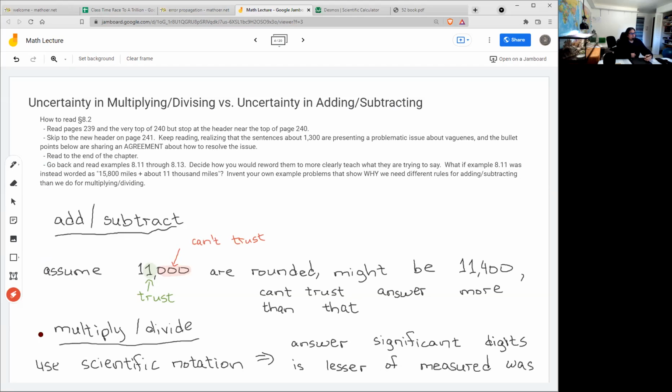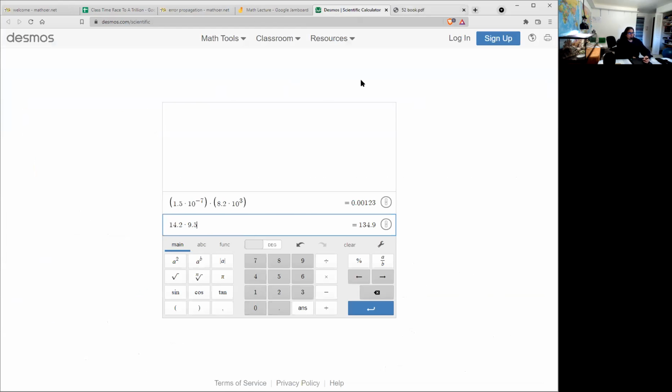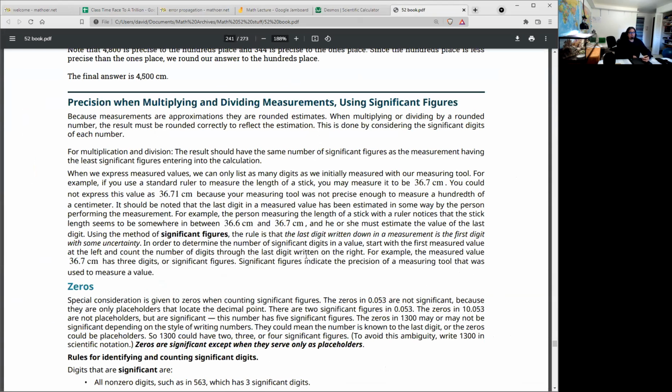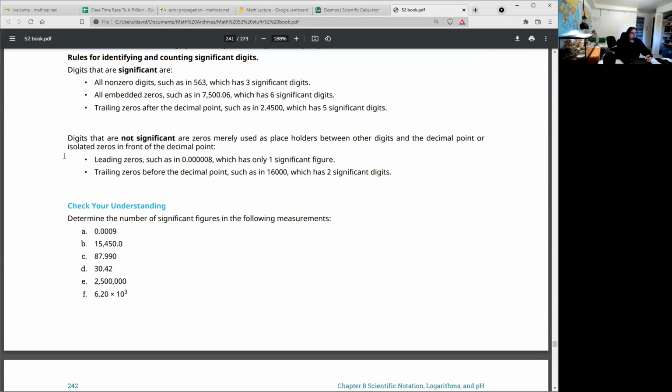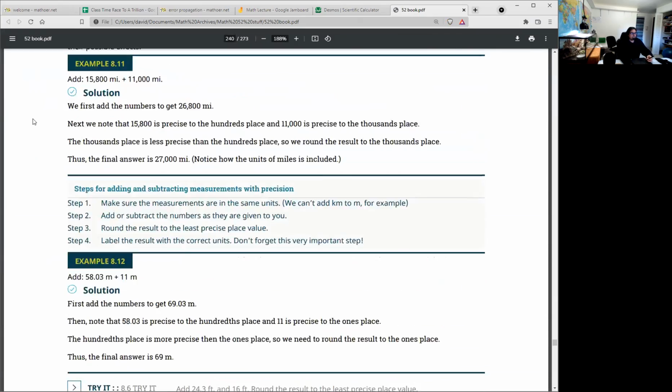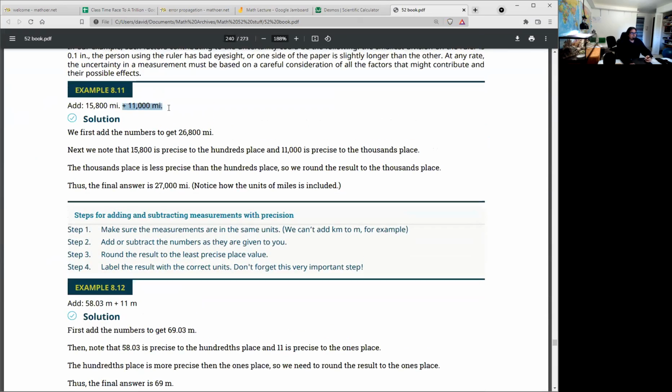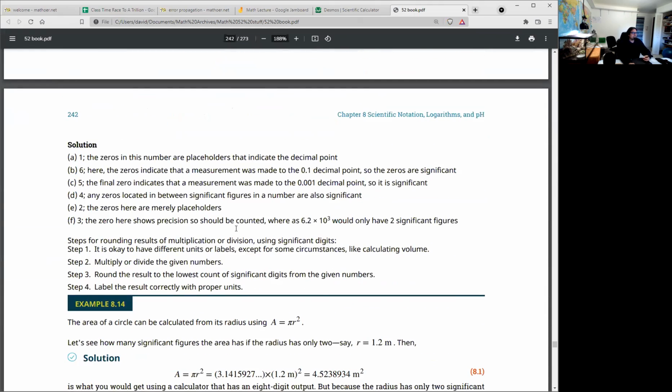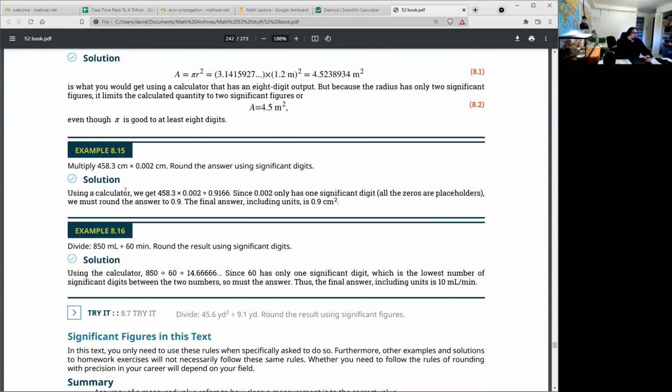Okay, formulate the rules in better English in ways that make sense to you. I'm telling you again how to read 8.2 because they do things out of order. They really should talk about significant figures and these bullet points before they talk about, let's assume that 11,000 is a funny number. That might be 11,400. Okay, other than that, you're just following the directions.